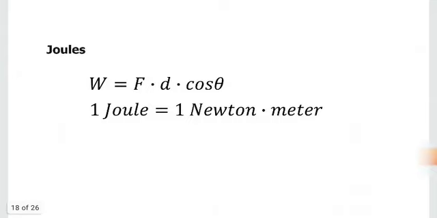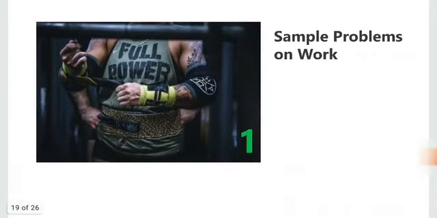What's the unit for work? It's joules. 1 joule, kasi ang force, Newton, di ba? Ang displacement, meters. When you multiply Newton times meter, that's actually joules. Ibig sabihin, ang isang joule, 1 joule is the force of 1 Newton that will cause an object to be displaced by 1 meter. Okay? Okay. On the next part, we will solve some problems on work.